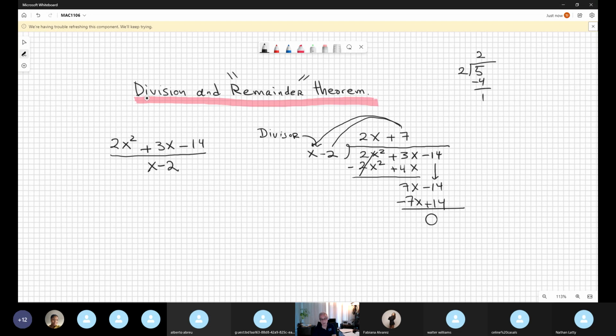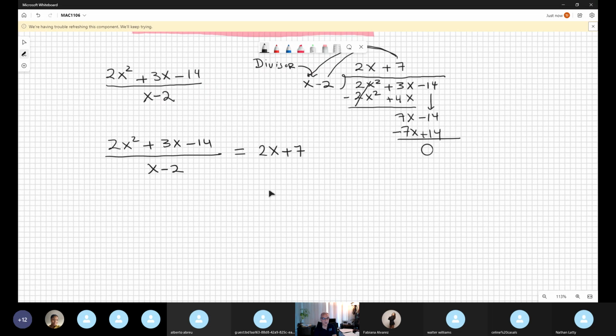Not always you get remainder 0. But when you get remainder 0, this is the famous remainder theorem. That means that the factor, look, 2x squared, I discover mathematically that this division is equal 2x plus 7.